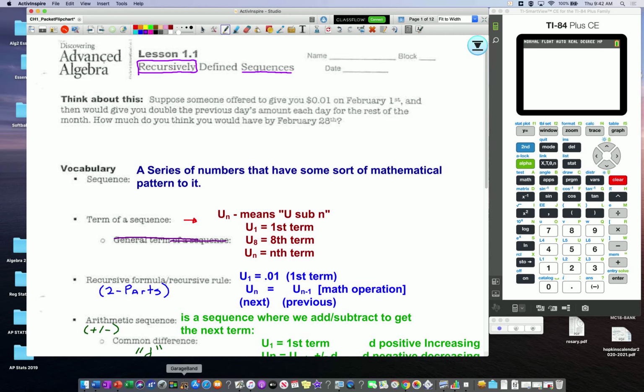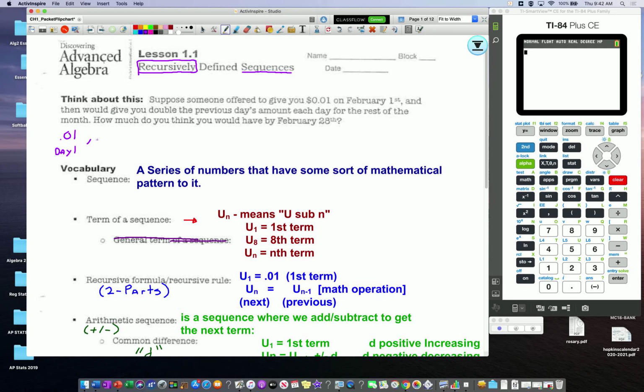It says, suppose someone offered to give you 1 penny on February 1st, and then they would give you double the previous day's amount each day for the rest of the month. How much do you think you would have by February 28th? As we start to think about how this works, on the first day we have a penny. So this is like day 1.